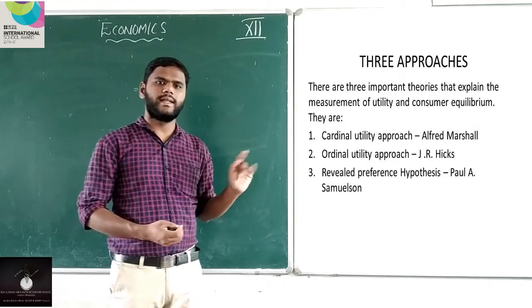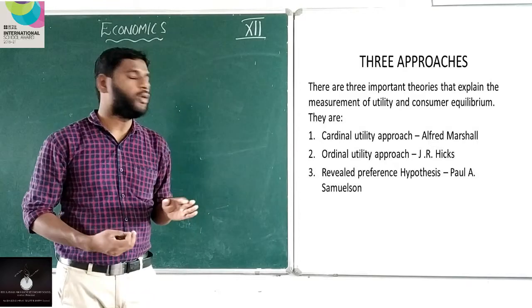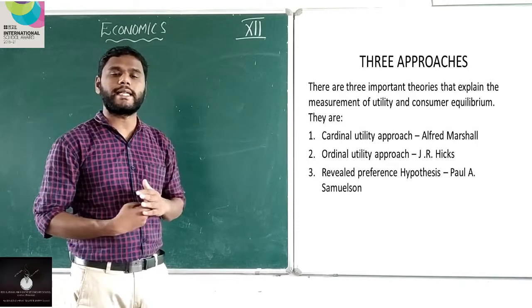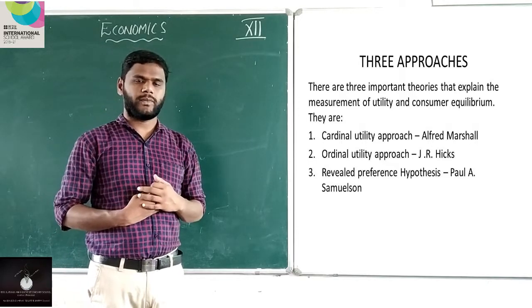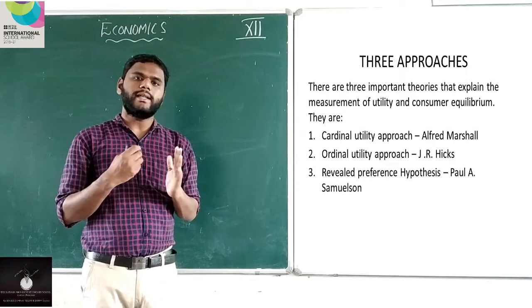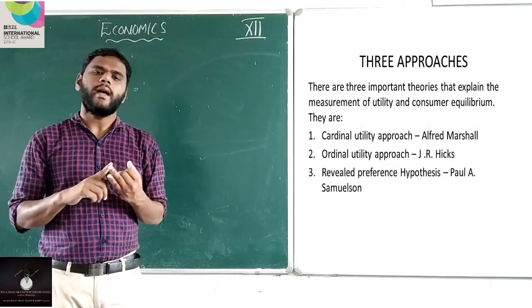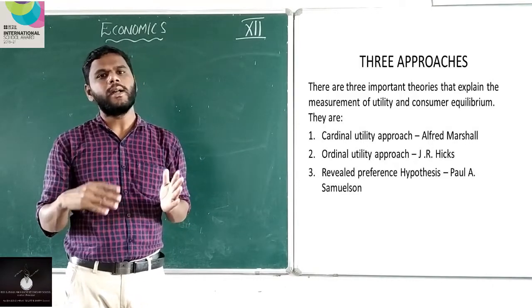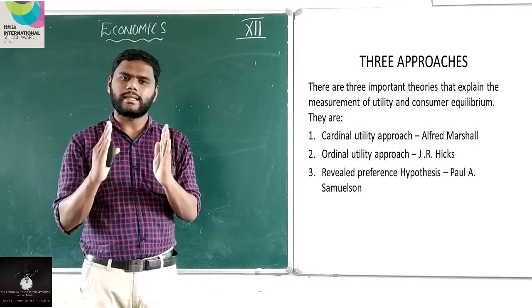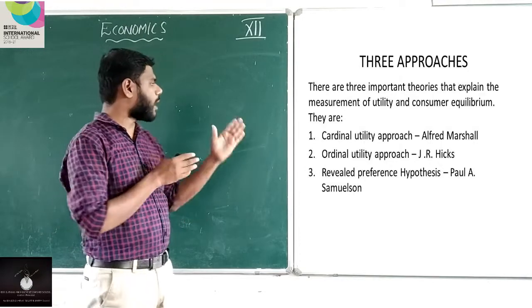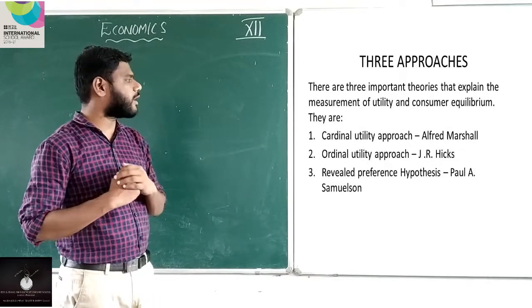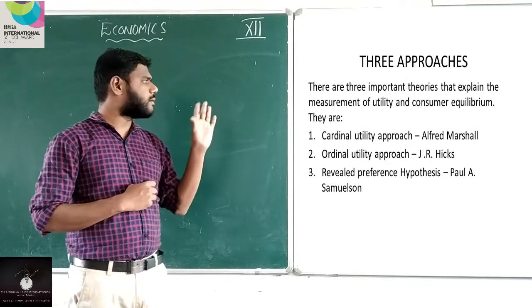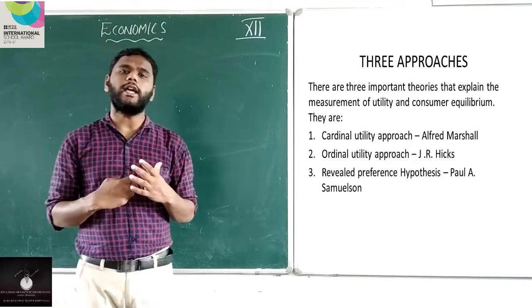This we discussed in the last class, the first class of this lesson. But now we have to study the cardinal utility approach as well as the ordinal utility approach in detail. We already discussed the budget line and the changes that happen to it if the income and price of the consumer change. Before that, we have to complete the cardinal utility approach by Alfred Marshall and the ordinal utility approach by J.R. Hicks. These approaches are to measure utility.